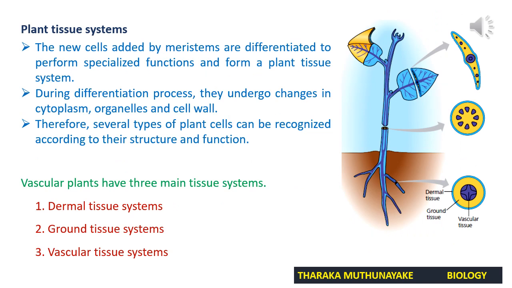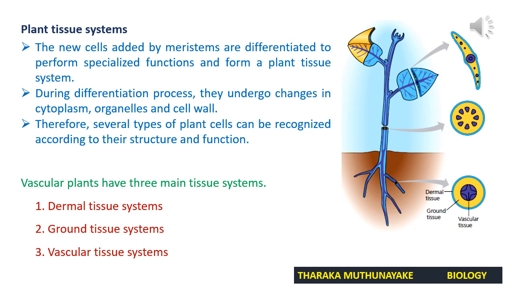Okay, now we are moving to plant tissue systems. It says here, the new cells added by meristems are differentiated to perform specialized functions and form plant tissue systems. We actually mentioned it earlier. The elongated cells differentiate and then form permanent tissues which belong to different plant tissue systems.